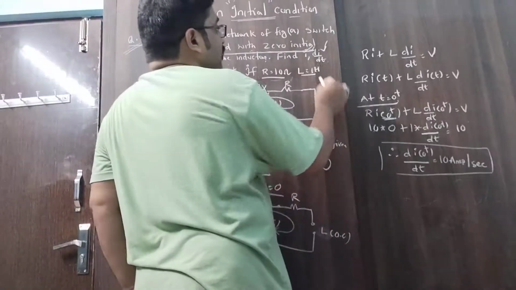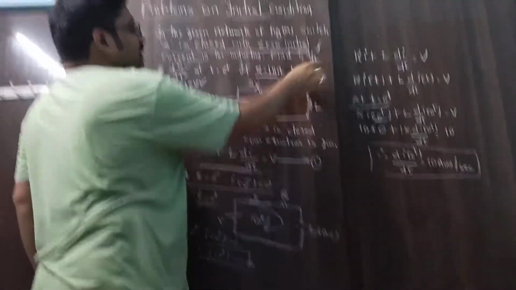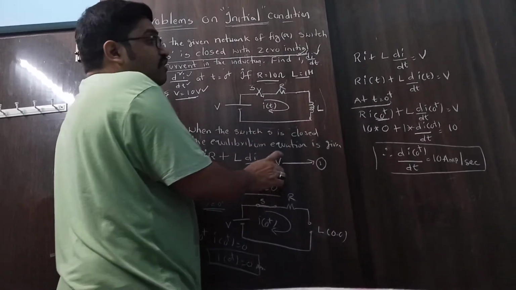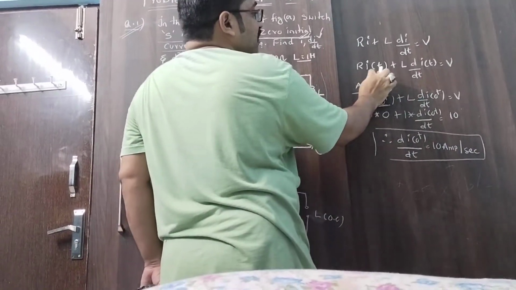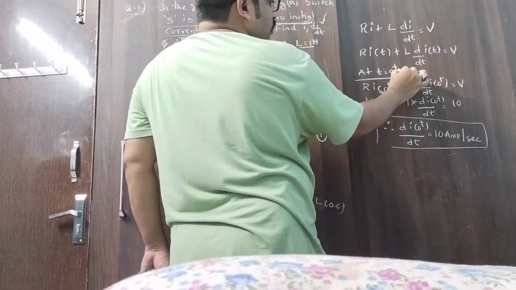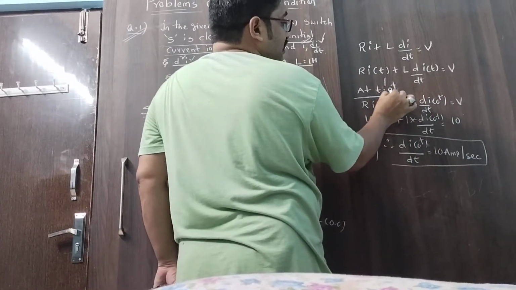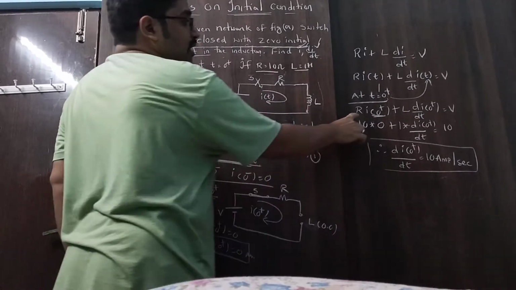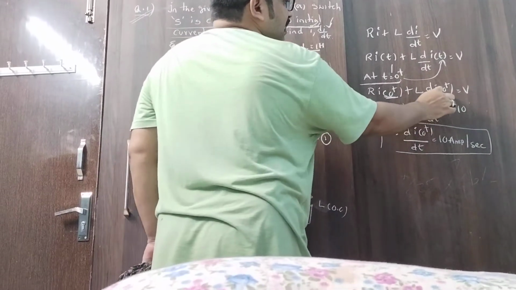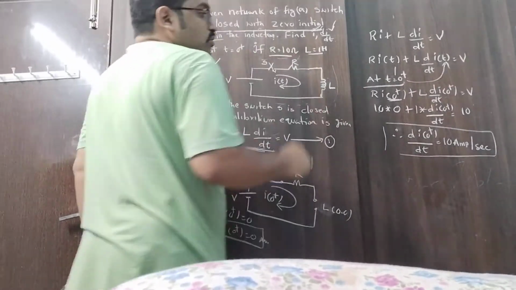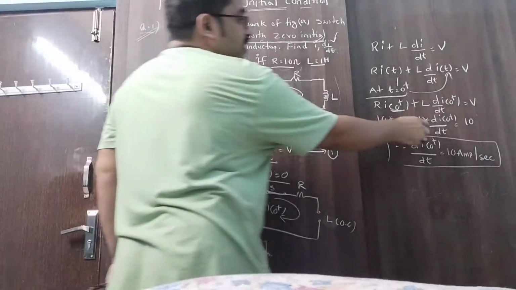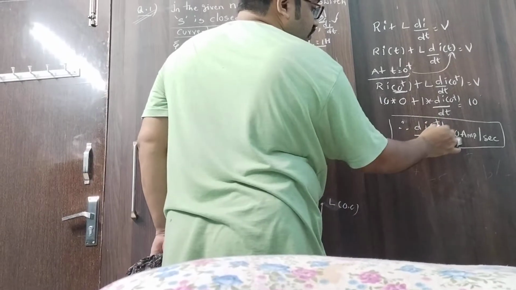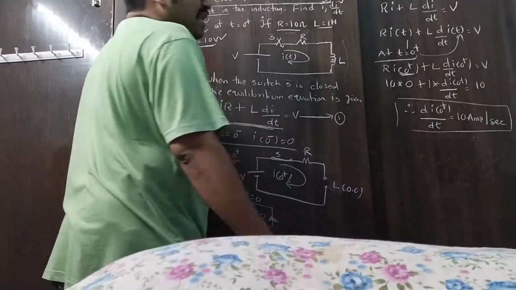Now come to the point: I need to calculate dI divided by dt. Take the equation I into R plus L into dI divided by dt is equal to V. In terms of I of t, I have written the equation, and at t is equal to 0 plus, I have substituted 0 plus in place of t. So R into I of 0 plus, plus L into d by dt of I of 0 plus, is equal to V. So 10 into 0 plus L value, 1, into dI of 0 plus divided by dt is equal to 10. So dI of 0 plus divided by dt is 10 amperes per second.